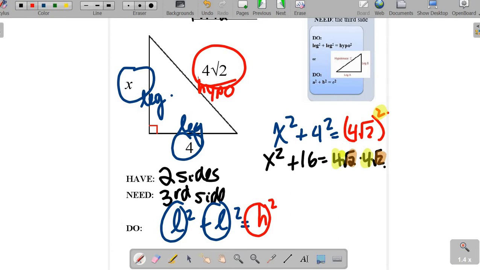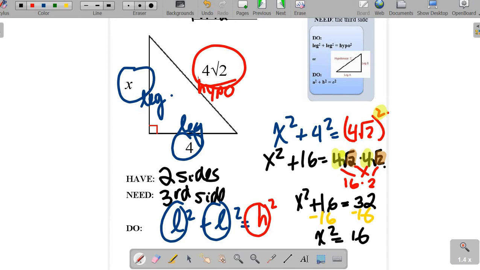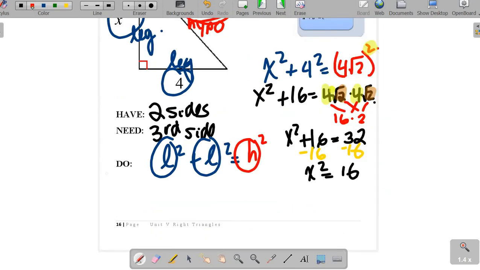So right here, 4 times 4 is 16. Root 2 times root 2 is 2. So that's 16 times 2. So I have x squared plus 16 equals 32. X squared equals 16, so square root. And we solve for our x here, and our x equals 4.